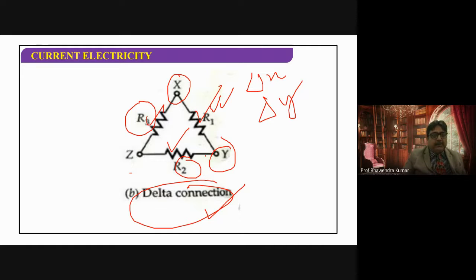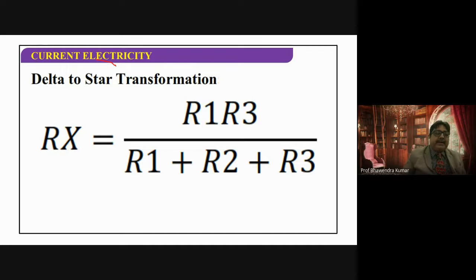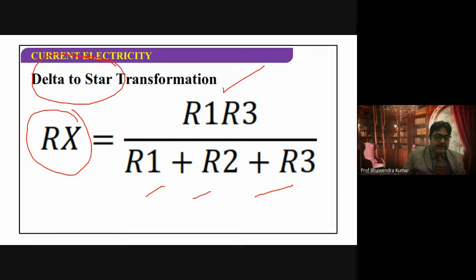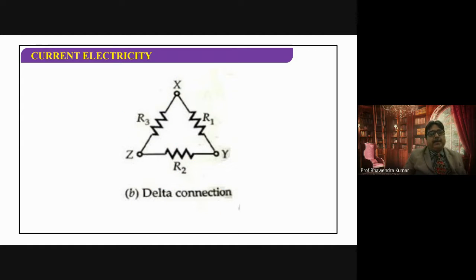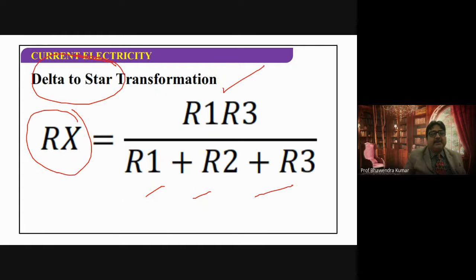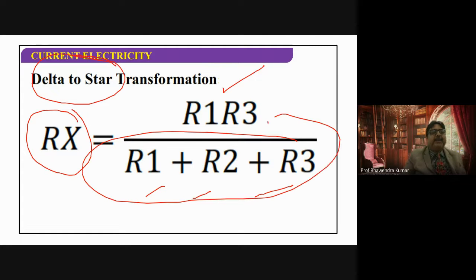Okay. So if I want to convert delta to star, then what will happen? The resistance Rx will be R1 R3 divided by R1 plus R2 plus R3. Meaning that if I'm talking about the node X, the two resistances connected to node X are R1 and R3. They will be multiplied and kept in the numerator, and all the three resistances will be added and kept in the denominator.